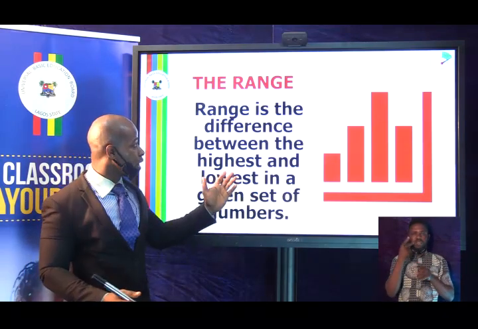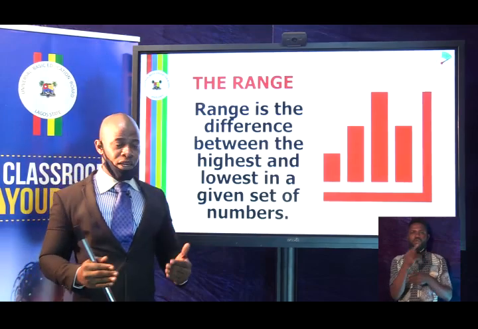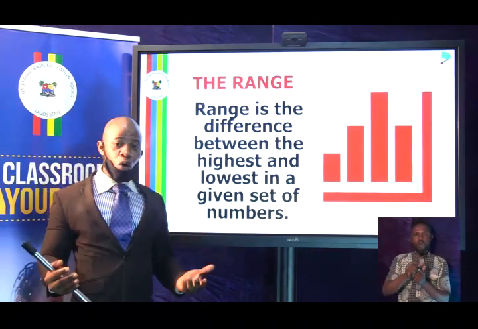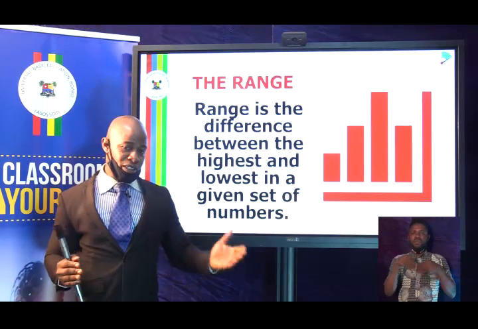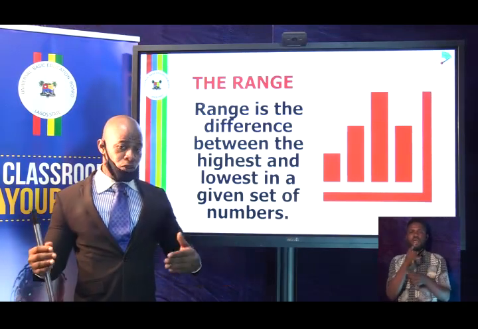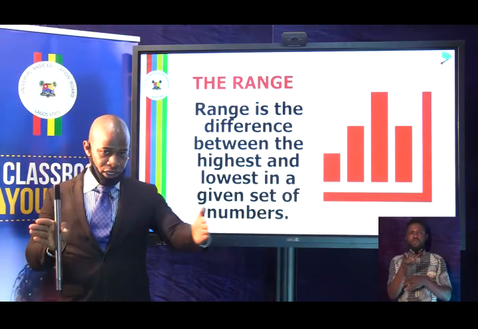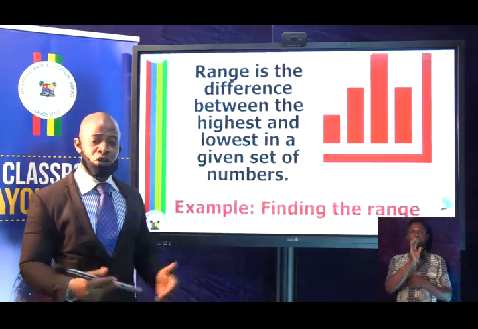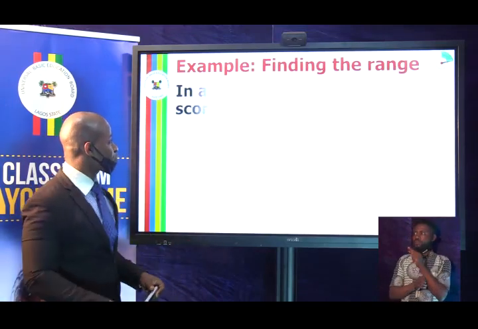Let's see how we can apply this in mathematics. The range is the difference between the highest and the lowest values in a given data set. You're given a set of data, and you look for the highest and you look for the lowest. Now you find the difference between the two, the distance, and then you have your range already. Let's see some examples.